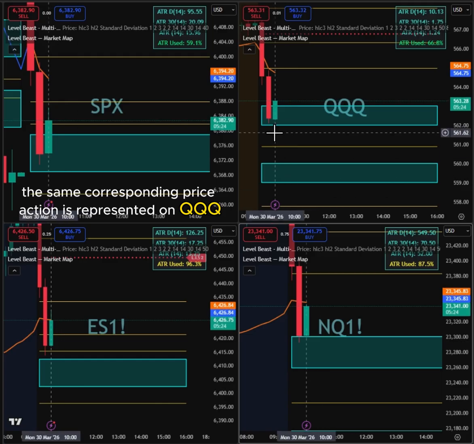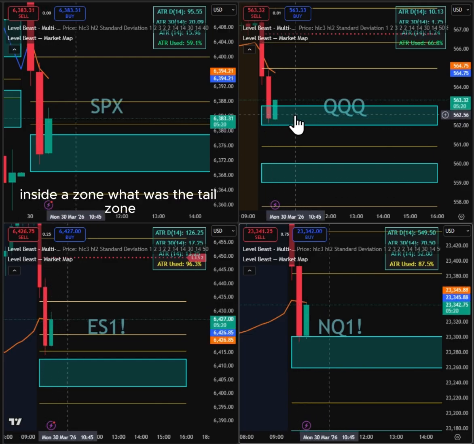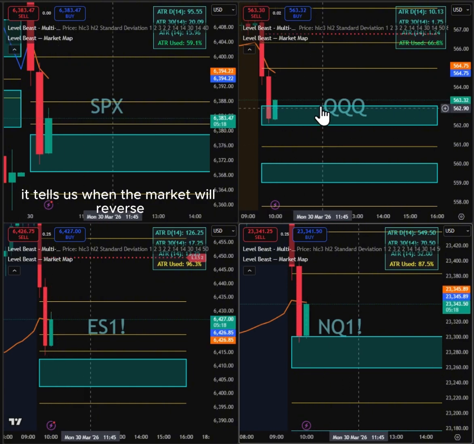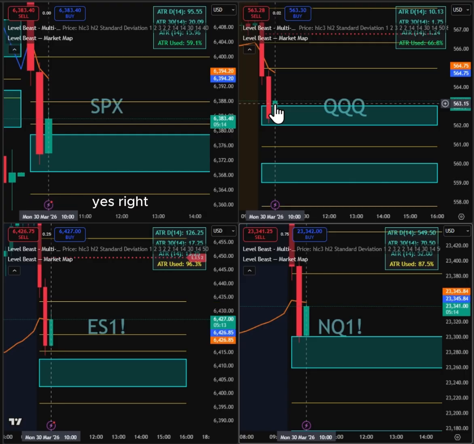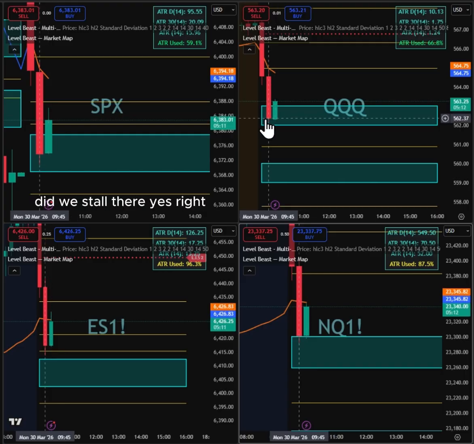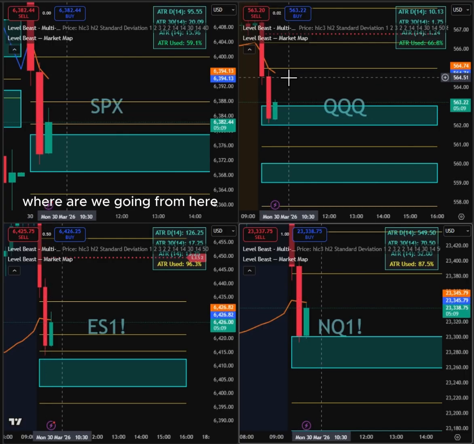The same corresponding price action is represented on QQQ inside the zone. What was the tail zone? It tells us when the market will reverse, trap, or stall. Are we reversing? Yes, right? Did we stall there? Yes, right? Where are we going from here?